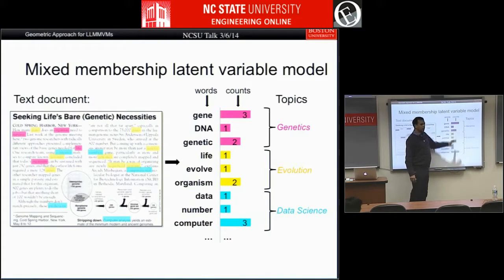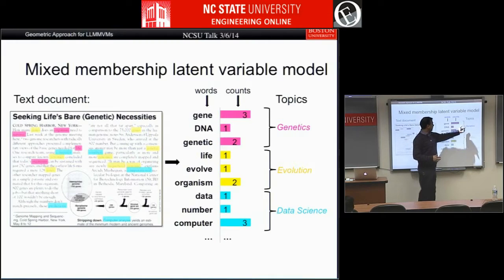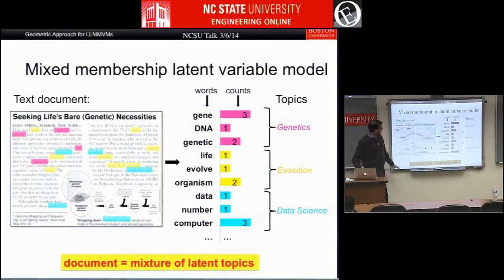Now, I have made them all disjoint. They don't have to be disjoint. There could be some overlap between words that could be used both in evolution and in genetics. So in some sense, a topic is a distribution over different words, and those distributions could overlap with each other. So in some sense, what this is showing is that the document can be thought of as a mixture of latent topics.